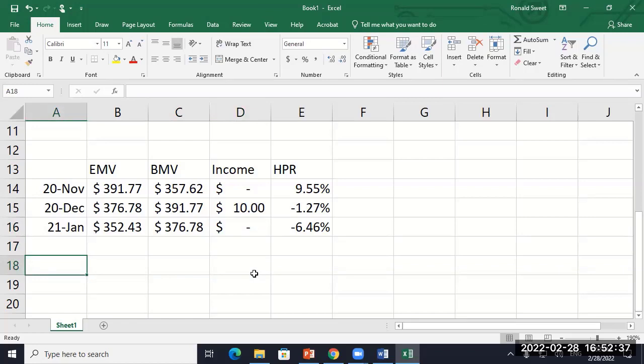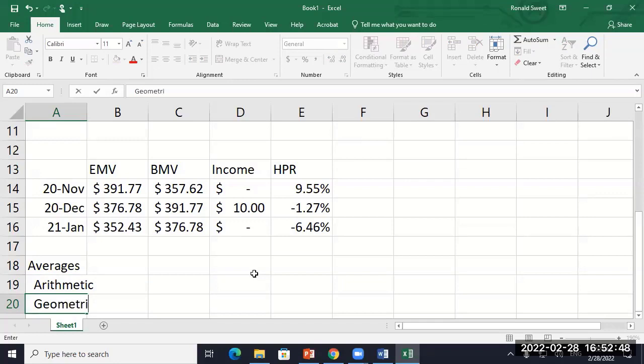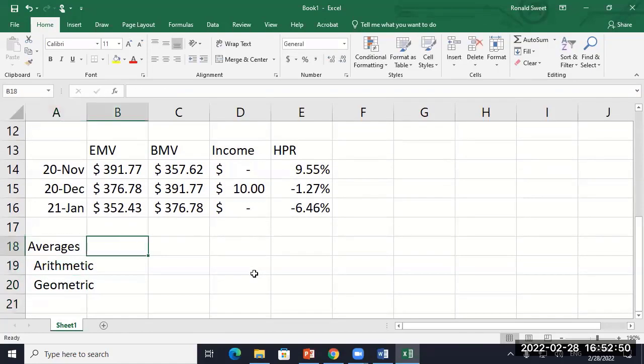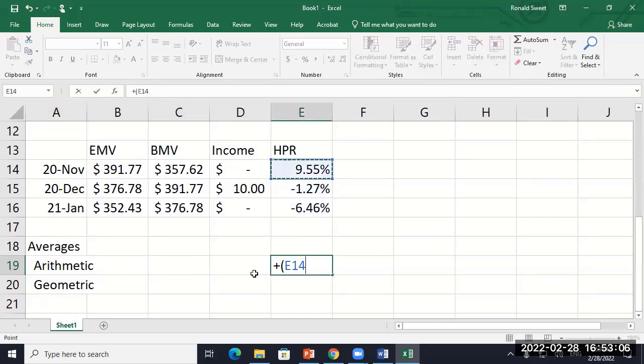All right, so now we need to do some averages. There's two types of averages: arithmetic and geometric. Arithmetic is real simple. It's the average you learn probably in 3rd grade. You just add the 3 numbers and divide by 3. So for the arithmetic average, you just take November's, December's, and January's, divide by 3, and there's your return.